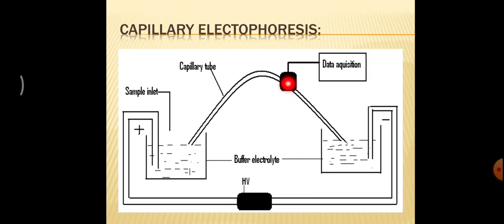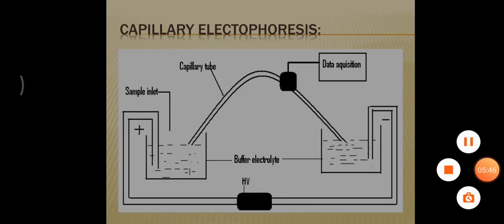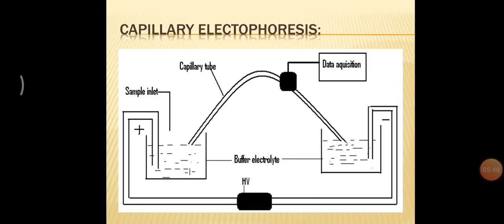A pressure difference can also be used to drive the sample into the capillary. Here the pressure difference is created by applying a vacuum. The volume of sample injected is controlled by the duration of injection. When the potential difference is applied, the net negative charge migrates in the direction of the cathode due to the phenomenon called electroosmotic flow.